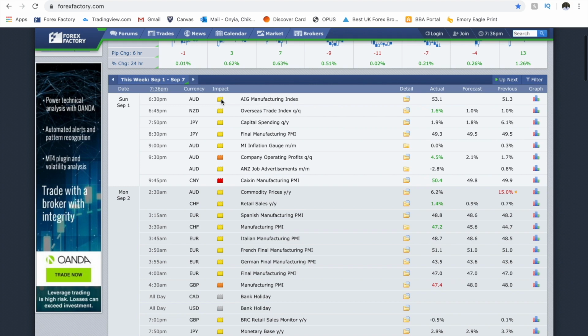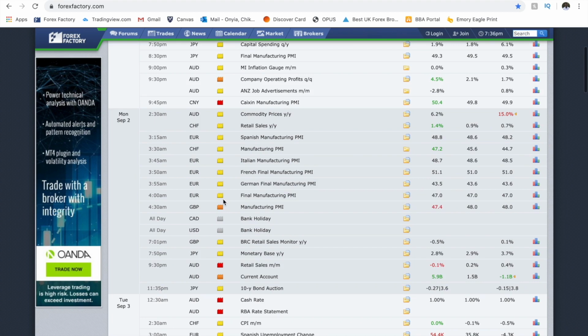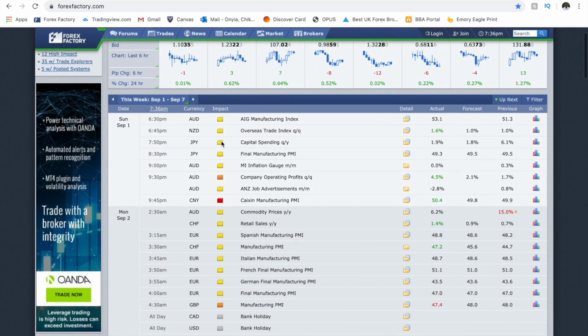The only low impact ones I really trade are for the euro, when they release all these three different PMIs over here. You can see every month they'll release these three different PMIs, or even the Spanish manufacturing PMI. They release a bunch of PMIs in a row, and it's very, very impactful on the currency market, as I've seen. But that's pretty much it. Everything else in the yellow boxes doesn't really have that much of an impact on the market.